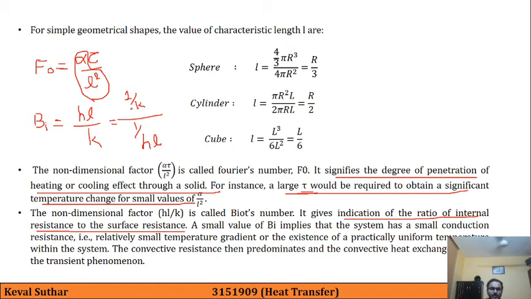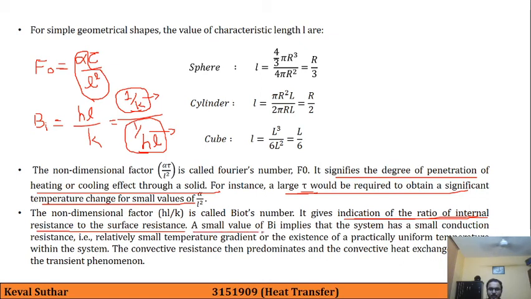So I am not going into detail right now, but this 1 upon K is regarding the conduction resistance, and 1 upon HL indicates the convection resistance. So it is the indication of the ratio of internal resistance to the surface resistance.